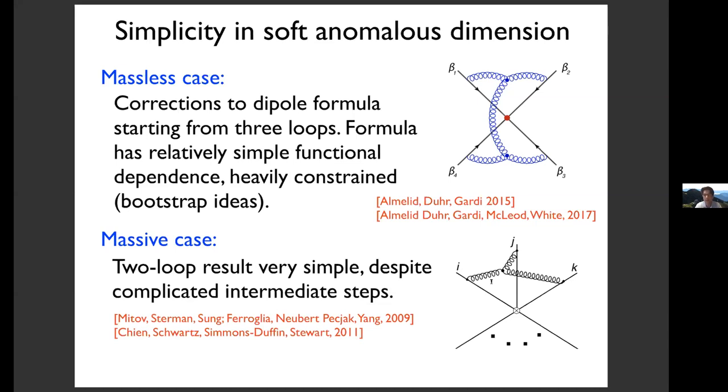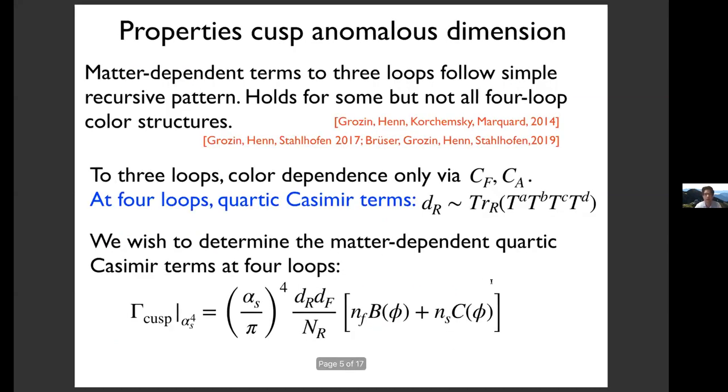So specifically, if you had some conjecture about what the function space is in the multi-line case, then that would tell you something about the 2-line case and vice versa. All right, so now let me focus from here on the cusp anomalous dimension for 2 lines. So there have been some interesting observations.